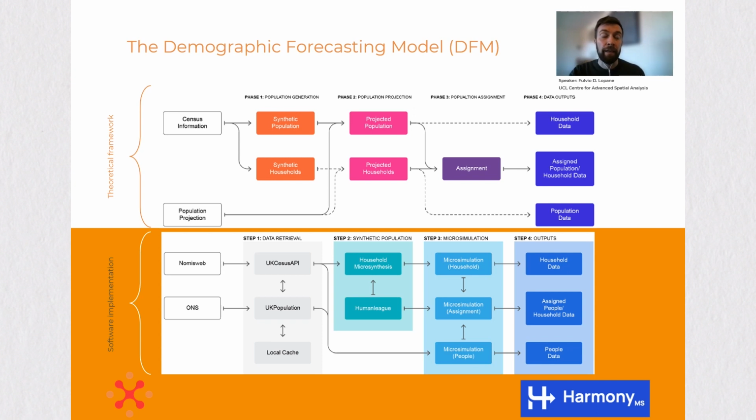First of all, we have a data retrieval phase, and SPENSER does it with a few Python libraries called UK Census API and UK Population. Then phase 2 consists in the creation of a synthetic population of both people and households. Then we pass to the projection of this population in time and also the assignment of people to households. And finally, phase 4 is the output phase.